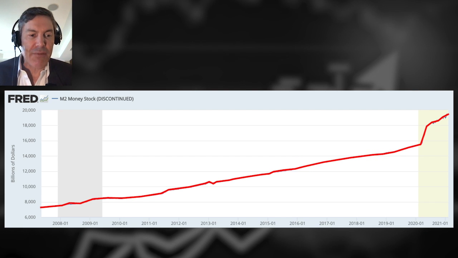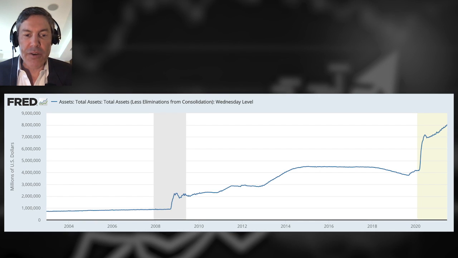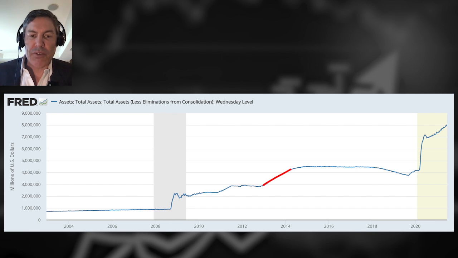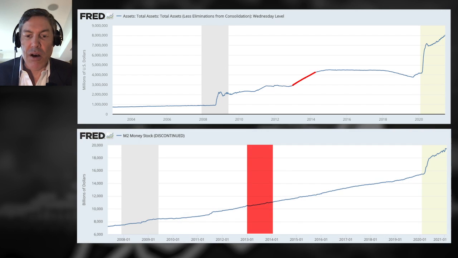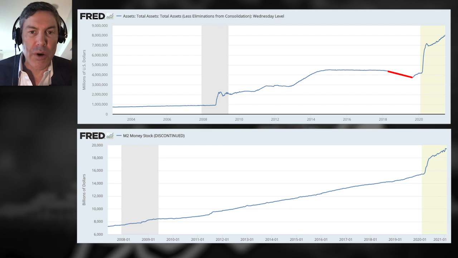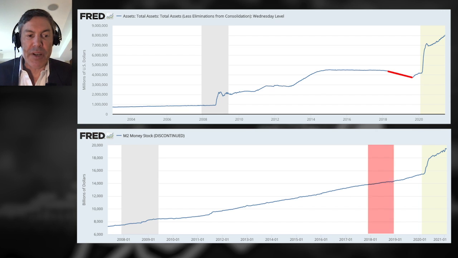Well, let's look at the Fed's balance sheet one more time. You'll notice there's no correlation whatsoever. In 2013, as an example, when the Fed's balance sheet was going parabolic, the M2 money supply growth trajectory really didn't change at all. And then in 2018, when the Fed started to reduce the size of their balance sheet through QT, or quantitative tightening, you notice that the trajectory of the M2 line was still very consistent.